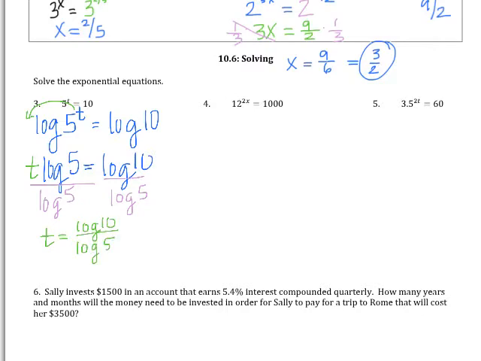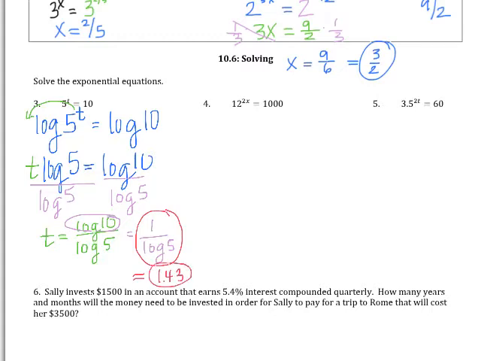I can simplify that. I know that the log of 10, since that is a base 10, is equal to 1. So that's the same thing as 1 divided by log 5. And if this were a no calculator test, then this would be your answer. If you had your calculator on this part, you would type in your calculator 1 divided by log 5, and you would get approximately 1.43. So it just depends on what the instructions say.